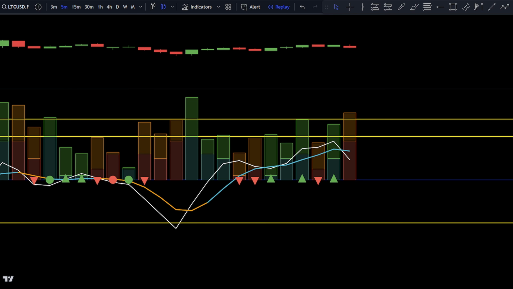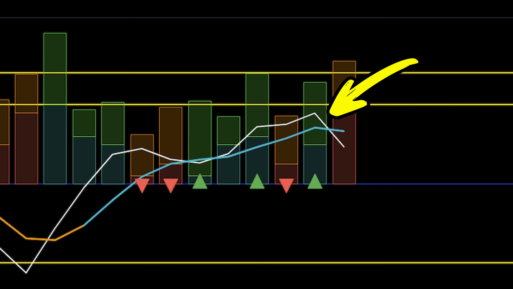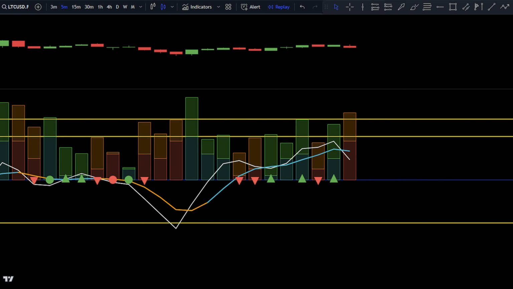Now, let's move on to sell trades. In this example, the white line crosses below the blue line, but the lines are not located above the 50 level when the cross occurs. This invalidates the sell signal because the key condition of being above 50 is not met.